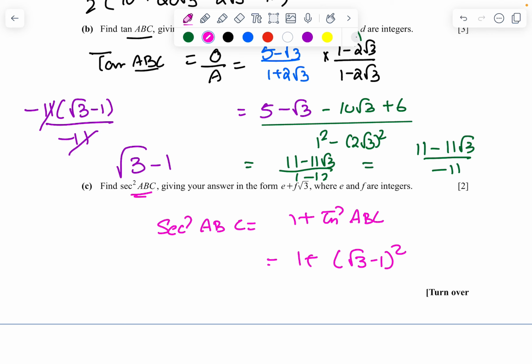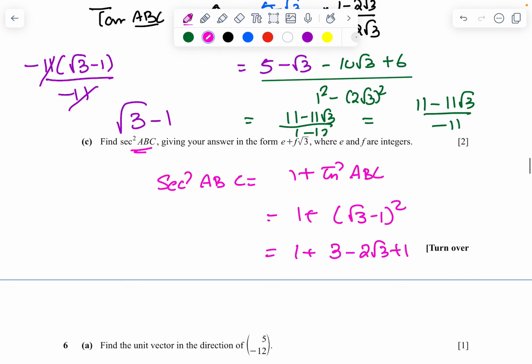So 1 plus root 3 minus 1 whole square. So it's going to be 1 plus a square minus 2ab plus b square, which is going to be nothing but how much? 5 minus 2 root 3. Answer is 5 minus 2 root 3.